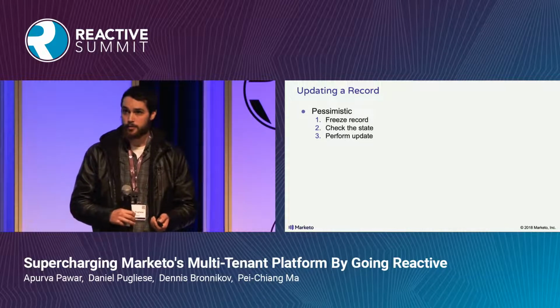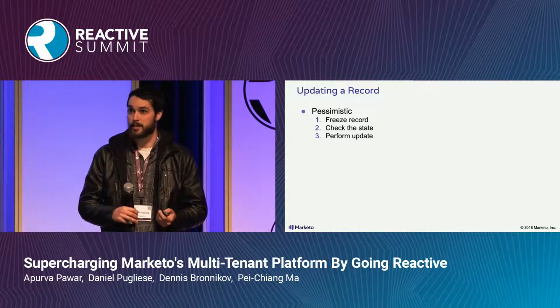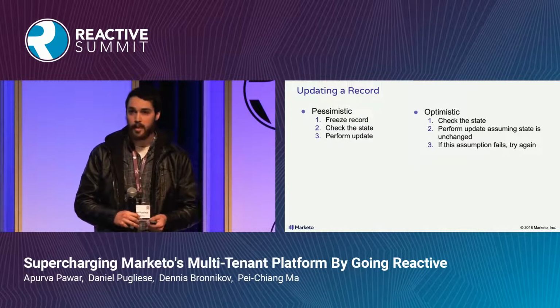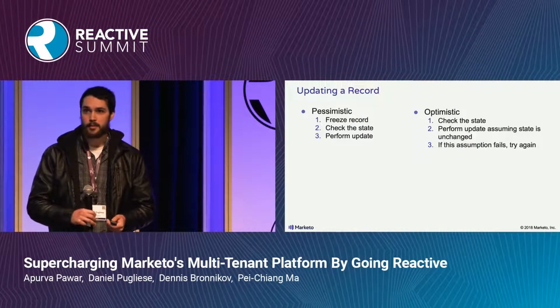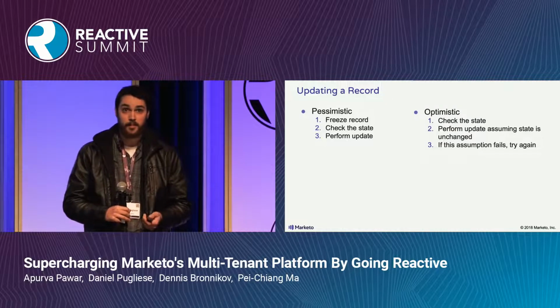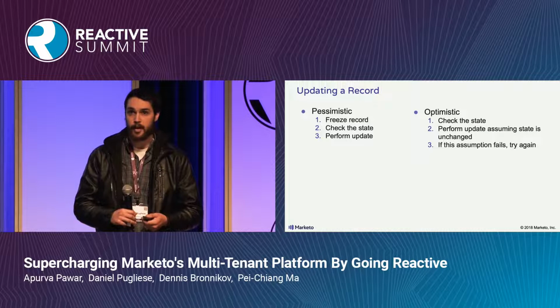So in order to avoid this penalty, we use an optimistic update strategy, where we check the state of the record, we never lock anything, but we build into our update an assumption that that state is stable. If it isn't, our update will fail, and we'll keep retrying.